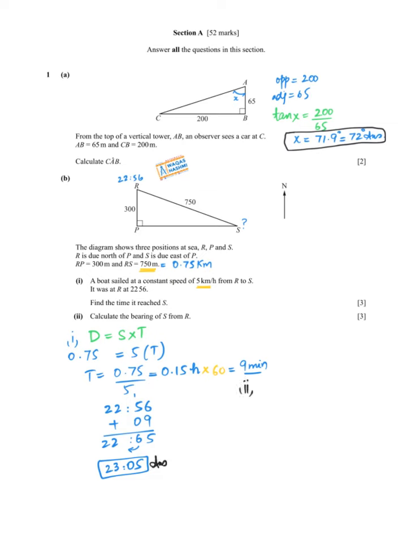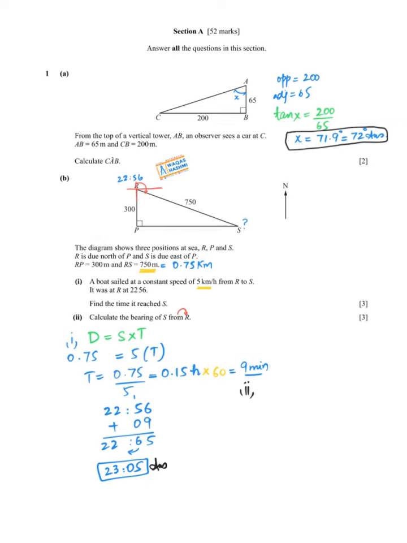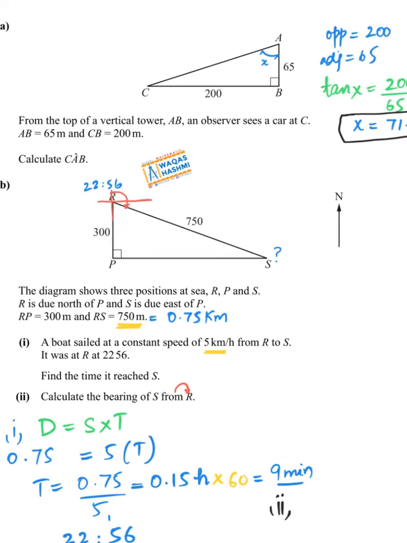For the next part, it says calculate the bearing of S from R. S from R. First thing, from R means that we need to make north at point R. That is my north, and the angle we are looking for is this angle. Now, how are we going to find that angle? Basically, if this angle is Y, then this angle is also Y because they are alternate angles, right? The lines are parallel.